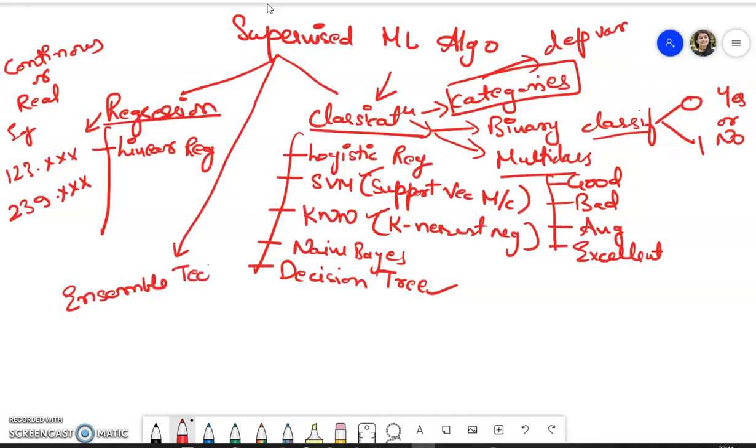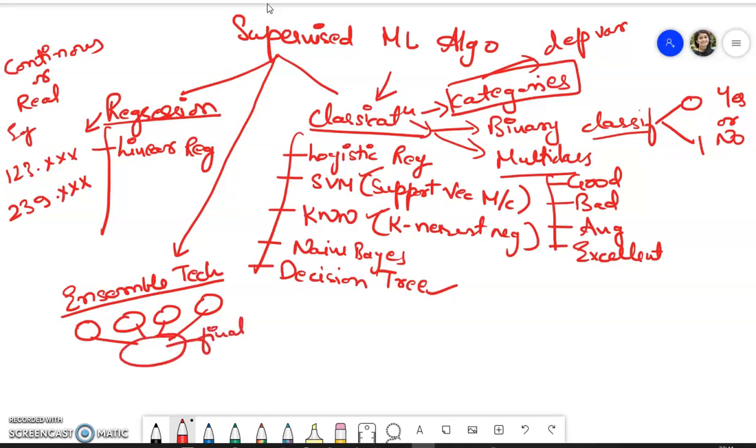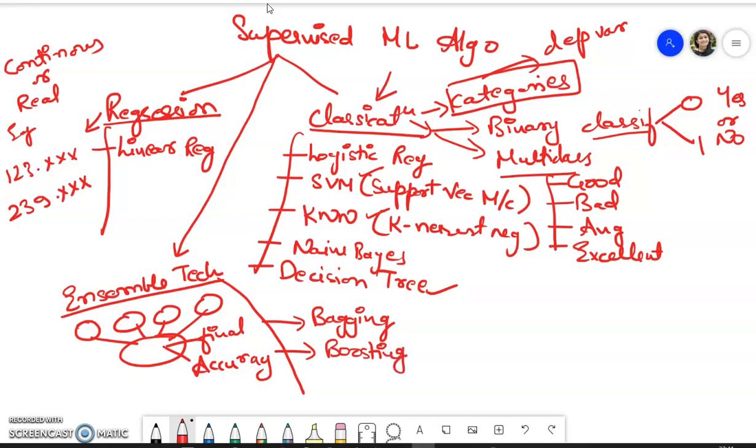There comes a time when you don't get good accuracy using one single algorithm. So in ensemble techniques, you combine multiple models and get one final model. This is the final one, and then you predict the accuracy. Inside this, we basically have three types: bagging, boosting, and stacking.